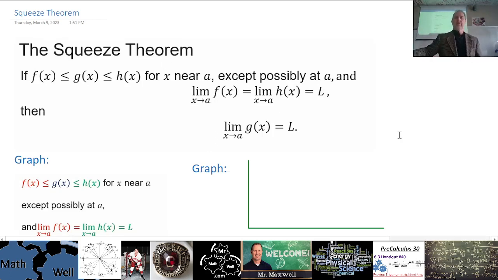So the squeeze theorem says this: if you can identify a function f of x that is always less than or equal to another function g of x, where g of x is always less than or equal to a third function h of x.